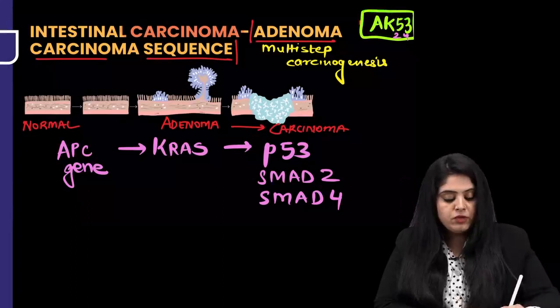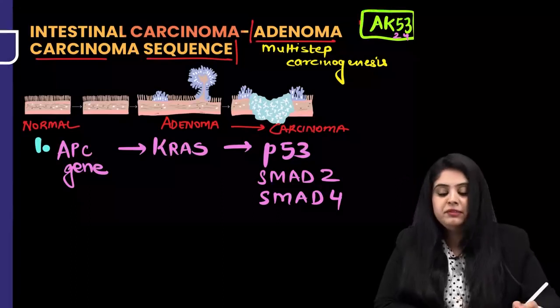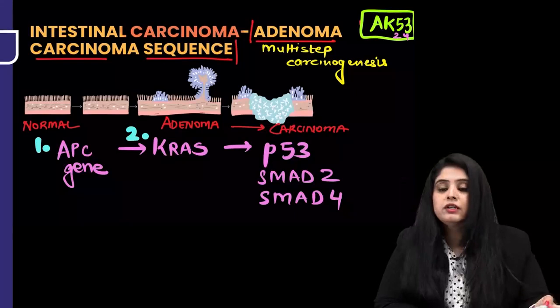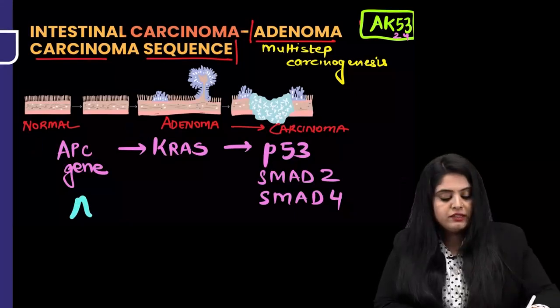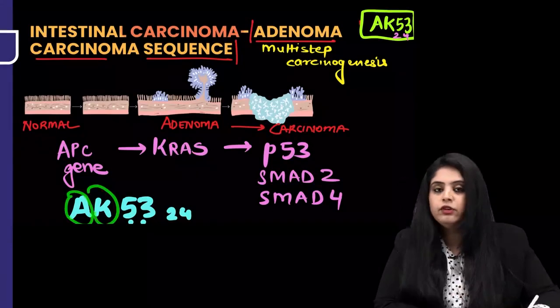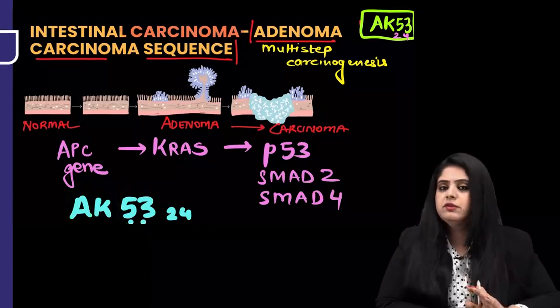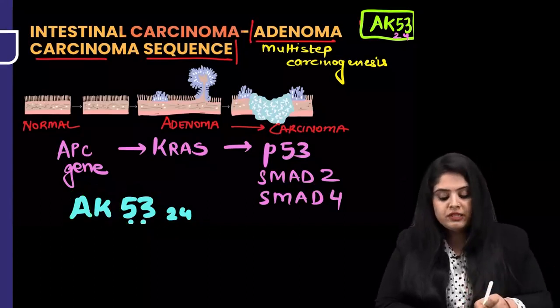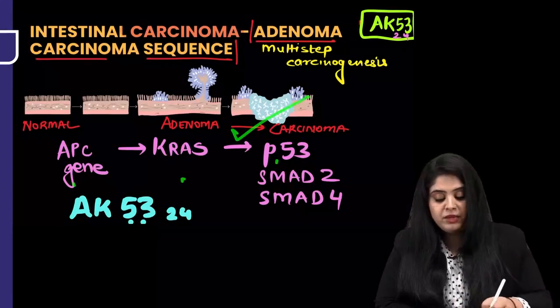So first genetic mutation to occur is going to be APC. The second genetic mutation to occur is KRAS. So they will tell you to put it in the order. All that you have to know in the exam is AK: first focus on 53, after that focus on the even numbers. So first it is going to be APC, then KRAS, then P53, and then if they ask you, it is going to be SMAD2 and SMAD4. So intestinal cancer occurs after so many mutations.